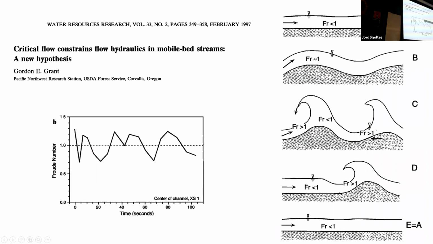There's a paper out there, pretty old, from the 1990s. Gordon Grant's a fluvial geomorphologist with the Forest Service in Oregon. And he spent some time at the beach in Oregon. They have a lot of these streams and rivers that cut down through the mountains, the Cascades, and then enter the ocean there. And when they enter the ocean, they have to cross through dunes.